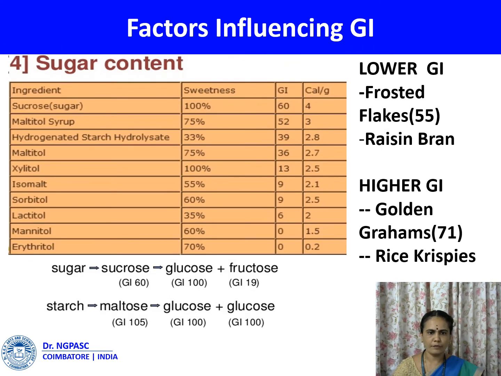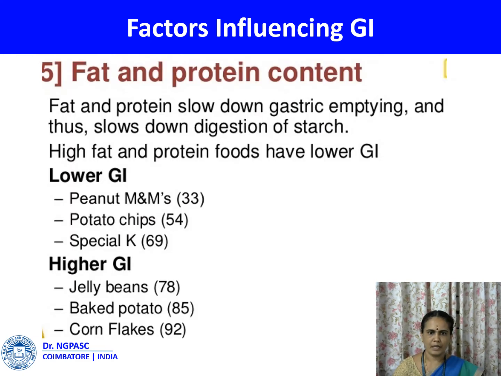And the fourth factor which influences the glycemic index is sugar content. So here in the table, I listed out a number of sugars with their glycemic index. Mannitol, erythritol, lactitol, sorbitol, these types of sugars have a lower glycemic index compared to other types of polysaccharides. Frosted flakes and raisin bran have a lower glycemic index, and golden grahams and rice krispies have a high glycemic index.